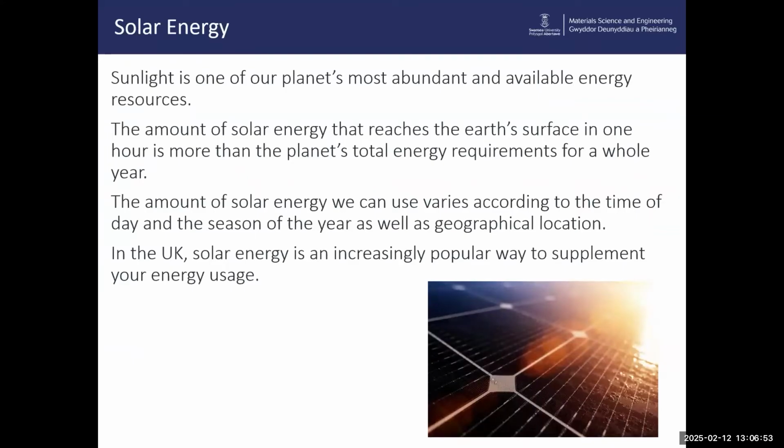So let's start with the first main renewable energy source, and that is solar energy. So sunlight is one of our planet's most abundant and freely available energy sources. The amount of solar energy that reaches the Earth's surface in 1 hour is more than the planet's total energy requirements for a whole year. So if we can even harness some of that, then we should hopefully be on a way to more sustainable energy.